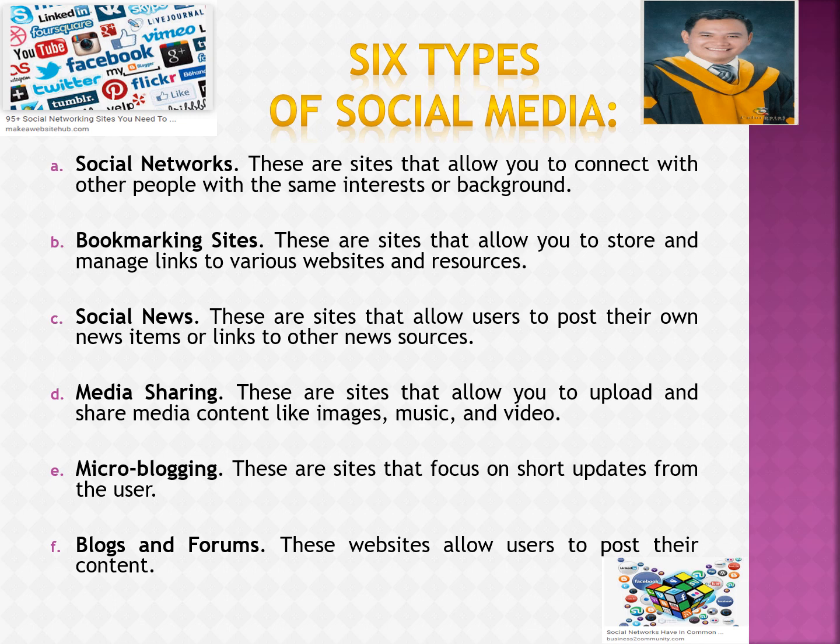Social news. These are sites that allow users to post their own news items or links to other news sources. The users can also comment on the post, and comments may also be ranked. They are also capable of voting on the news articles of the website. Those who get the most votes are shown most prominently. Examples of social news are Reddit and Digg.